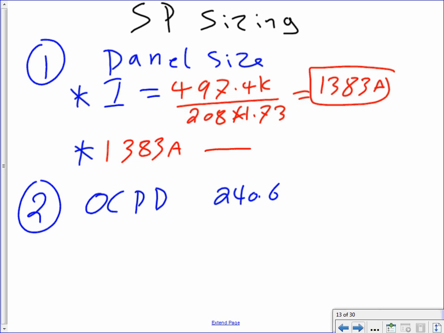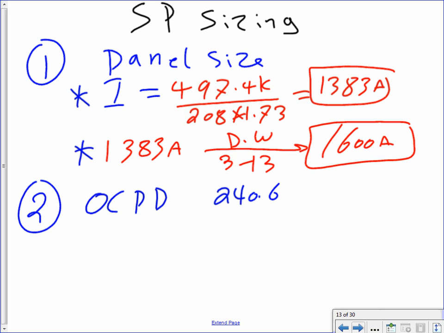All right, then you're going to take the 1383 amps and take it all the way to the table. You guys should have it by now, 3-13, and that will get you a 1600 amp panel. So the panel size will be 1600 amp. And by the way, this is equivalent to service equipment and sub panels.